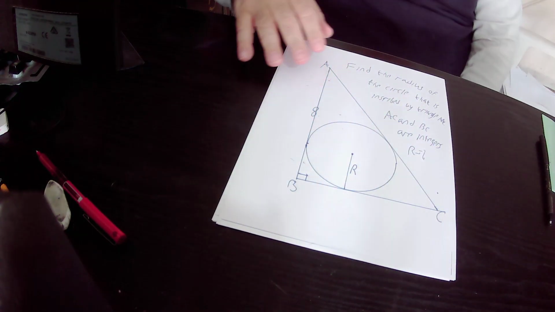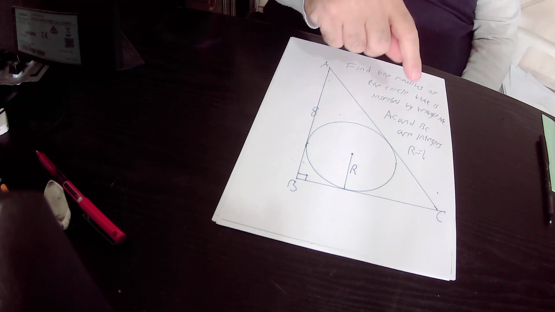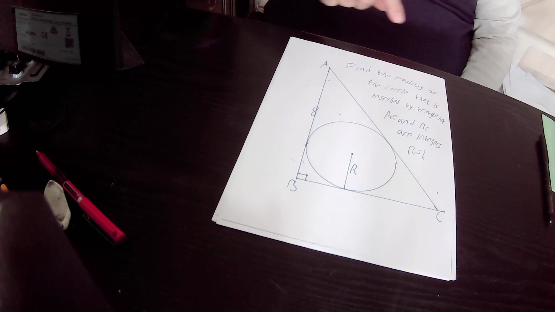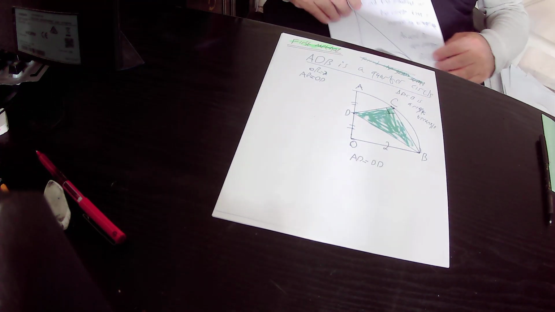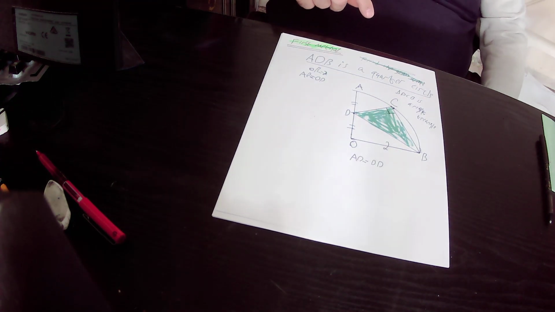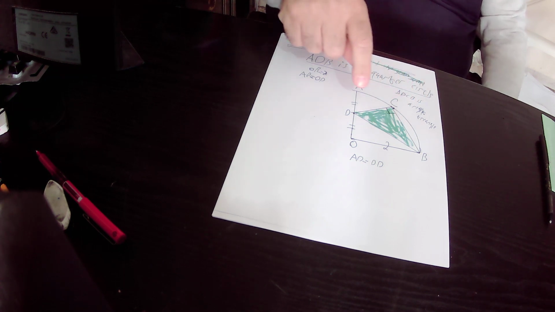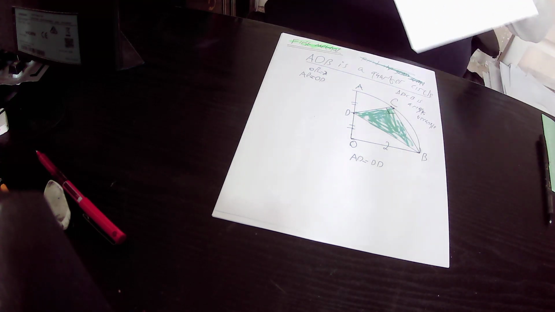Now, in this lecture, we'll answer two questions. The first question, we'll find out the radius of this circle that is inscribed by the right triangle ABC. And in the second question, we'll find out the area of the blue right triangle DCB that is inscribed by the quarter circle. We'll start with the first question.